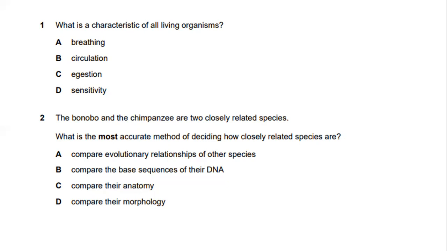Number 2. The bonobo and the chimpanzee are two closely related species. What is the most accurate method of deciding how closely related species are? Based on the analysis, the complete genome report reveals that bonobos and chimpanzees share 99.6% of their DNA. So the most accurate method, the answer is, compare the base sequences of their DNA.